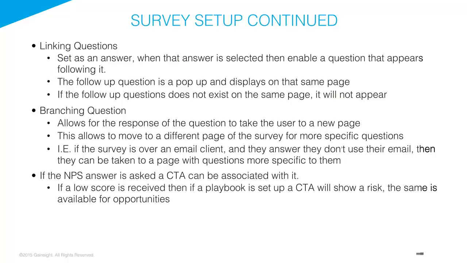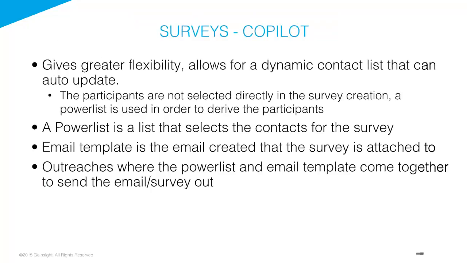For NPS survey questions, answers can be associated to specific calls to action, which is a particularly powerful feature. For example, let's say you receive a low score in a particular response, then you can have a new CTA generated with a playbook showing you all the steps to help you mitigate that risk. Using surveys with Copilot gives greater flexibility.